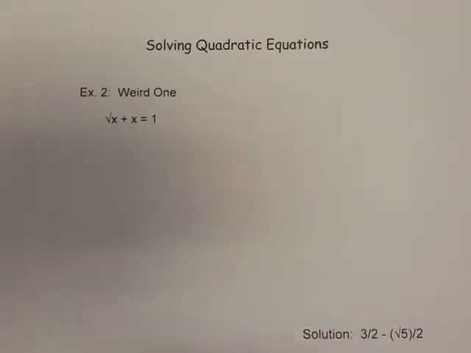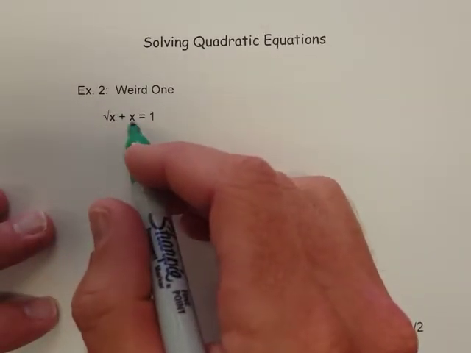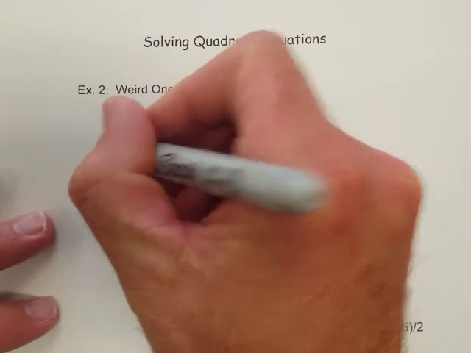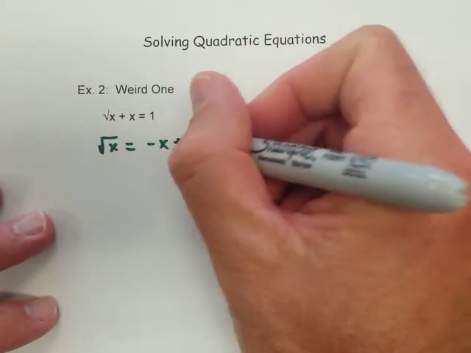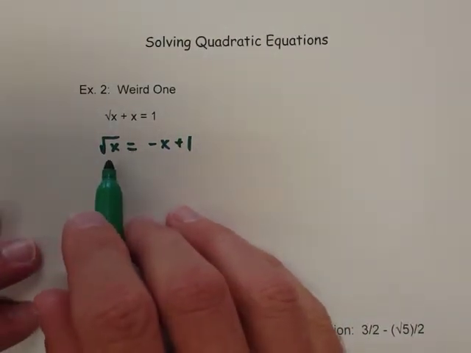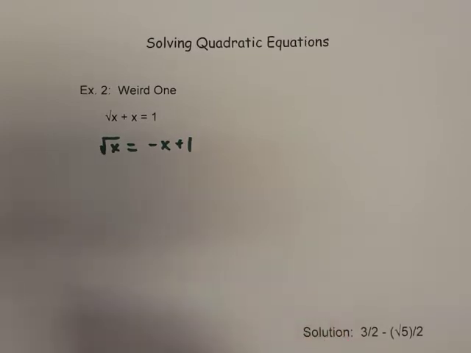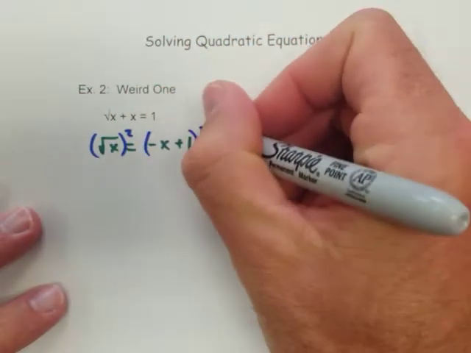The easiest way to get rid of that is if there's nothing else on the side with it. So first thing is I'm going to subtract the x from both sides, which gives me square root of x equals negative x plus 1. So we want to isolate the square root. Now that we've isolated that square root, we can square both sides of this equation to get rid of that square root. So I'm going to square it, and I'm going to square it.